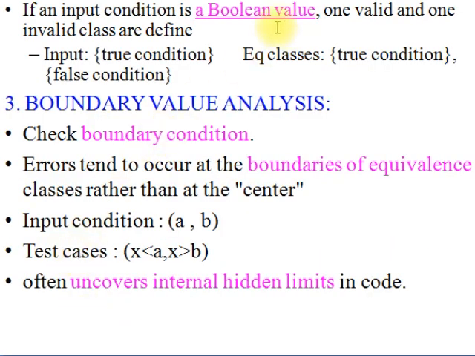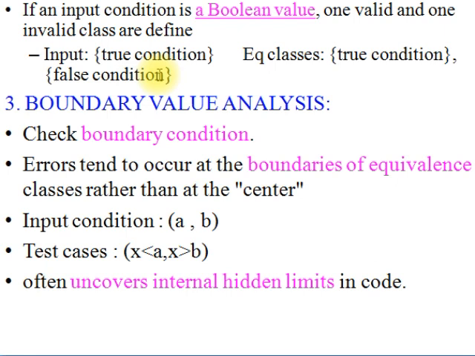And next, in your input, you may have a Boolean value, so a true condition and a false condition. If your input will consider only the true condition, then in your equivalence classes the true condition is a valid input and the false condition is an invalid input. So you will have two equivalence classes. Likewise, we have to construct the equivalence classes for each and every input for your component.